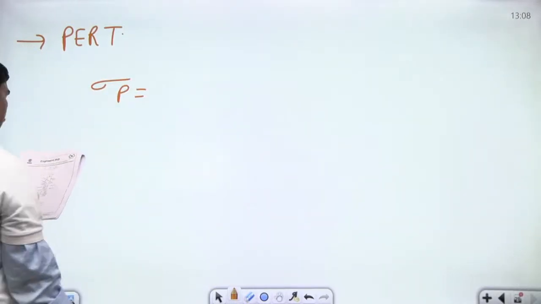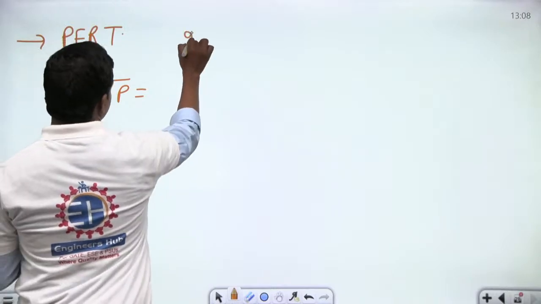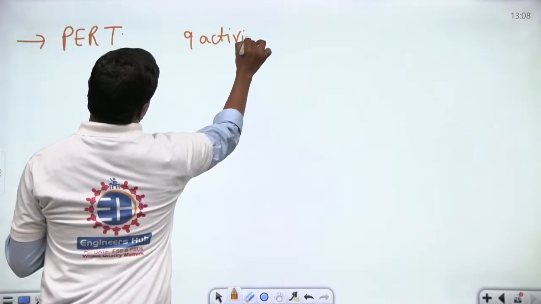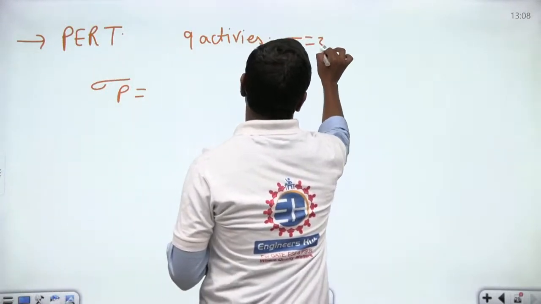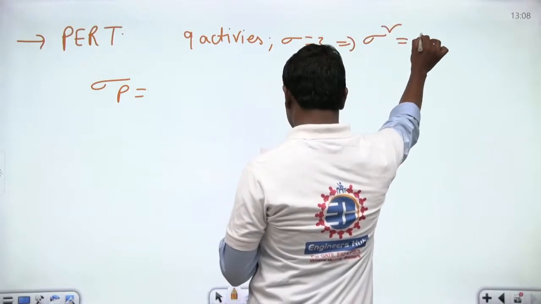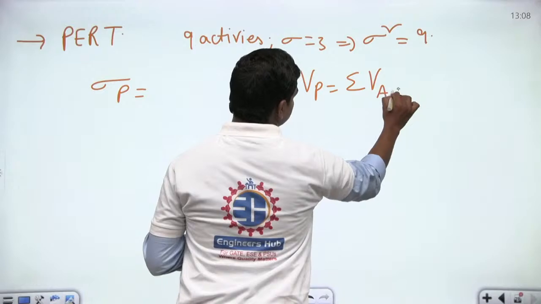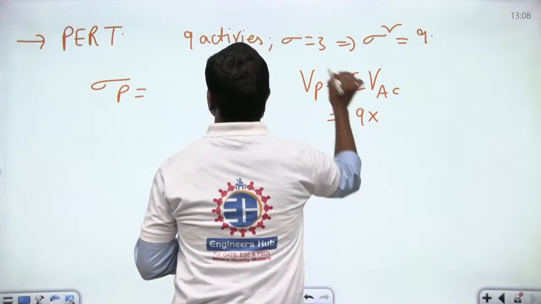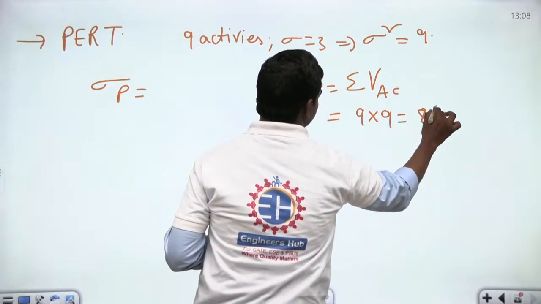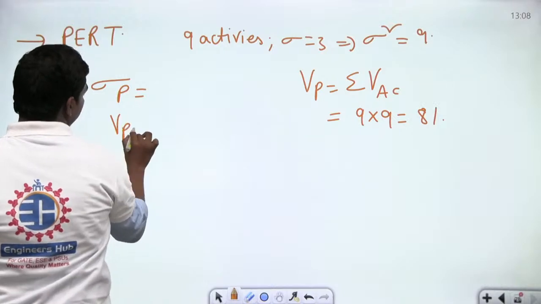So they are asking you for the standard deviation of the project, and of course for 9 activities we have sigma is equal to 3, which means your variance is equal to 9. Sigma square is equal to 9. Correct? So variance of the project is equal to summation of variance of all the activities. So this is nothing but 9 times 9, as 9 activities are there totally. So this is 81. So variance of the project is equal to 81.